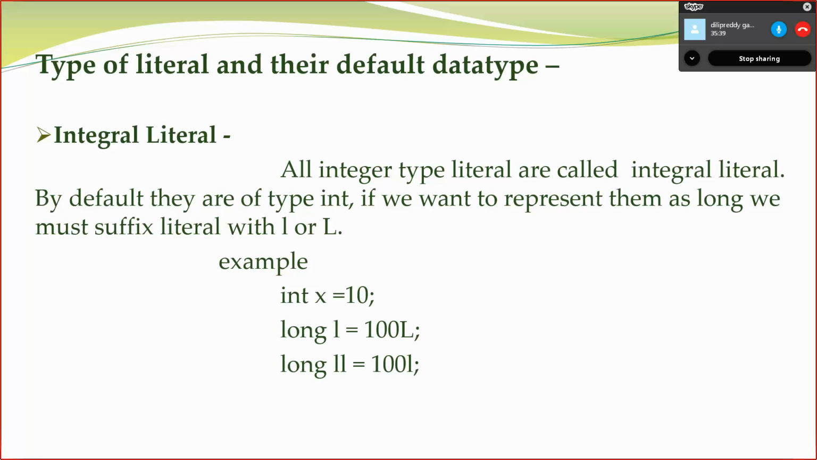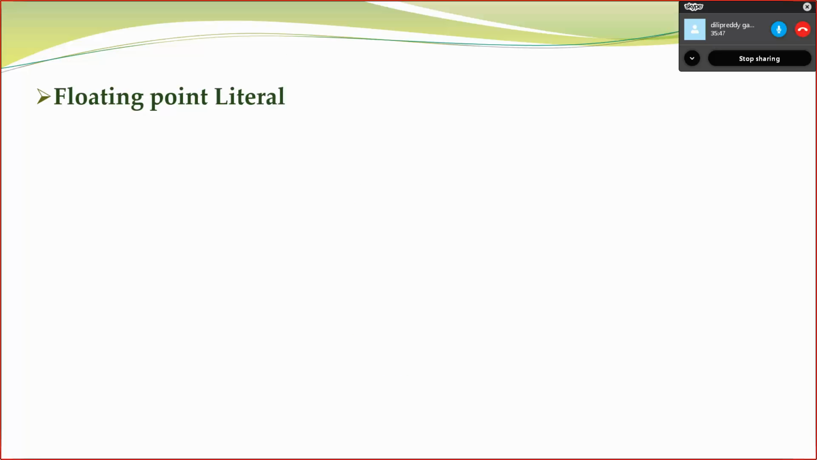No issue, I just wanted to give you an idea. Now we have floating point literals. All the floating literals default to double. In integer, what is our default? Int. But in floating point, double is the default.